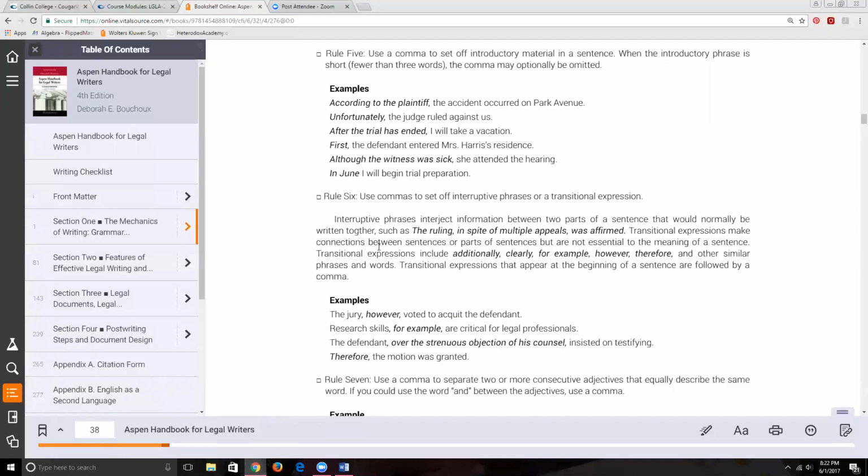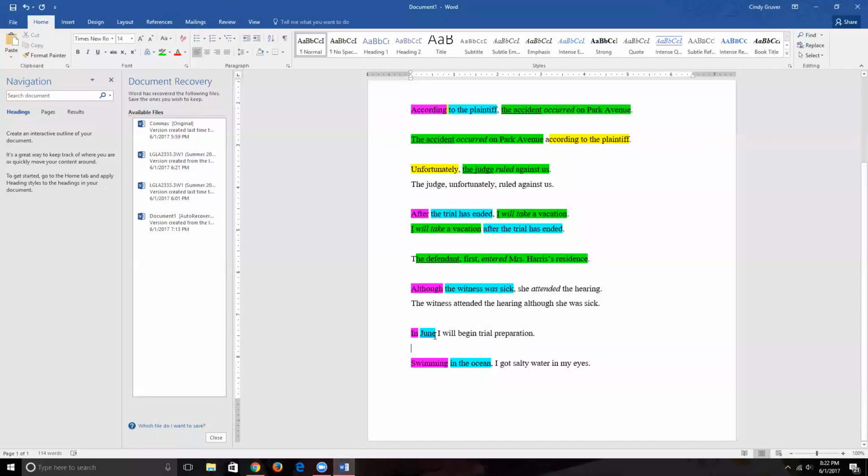In the example, the author did not put a comma here because, after all, the rule says fewer than 3 words. Well, obviously, in June is only 2 words, so it is an exception. I would put a comma, though. In June, I will begin trial preparation. I think it helps the reader follow the sentence, not that it's a hard sentence to begin with.